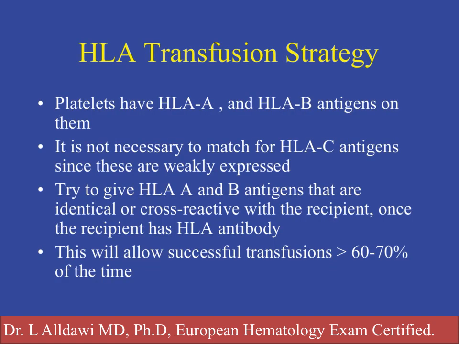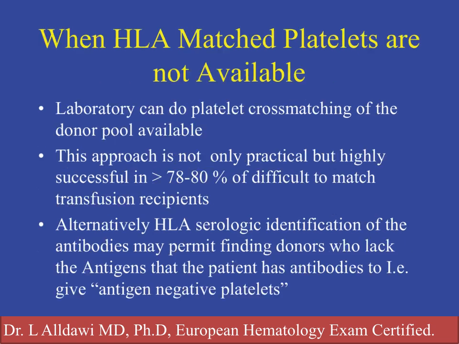What is our strategy for HLA transfusion? We match only for antigens A and B, HLA A and B antigens on the platelets. We don't match for HLA C because they are weakly expressed. We try to give perfect match for A and B, but as we said, it's not always possible. If it was not possible, then we could do platelet cross-matching, and this will increase the success rate up to 80%.